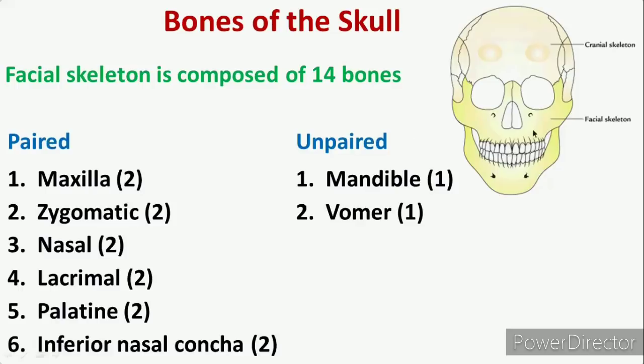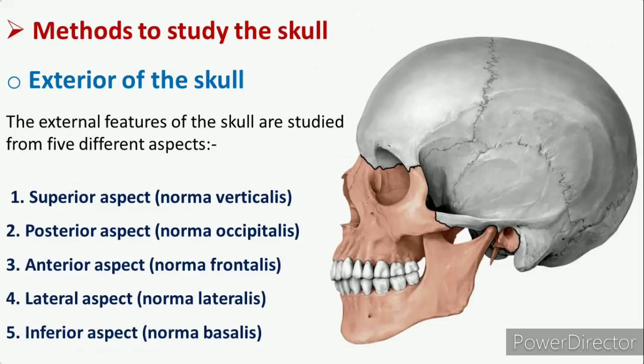In the facial skeleton, there are also paired and unpaired bones. The paired are the maxilla, zygomatic, nasal, lacrimal bone, palatine, inferior nasal concha; unpaired, mandible and the vomer. Now we are not going to discuss each bone right now, but we will see that these are the bones in the cranial skeleton and the facial skeleton.